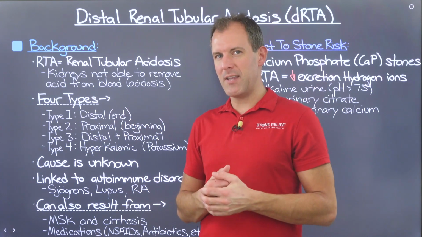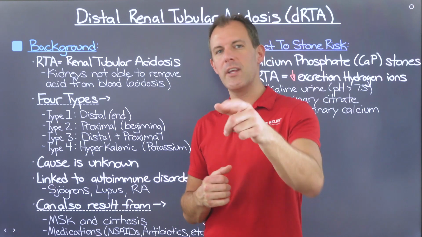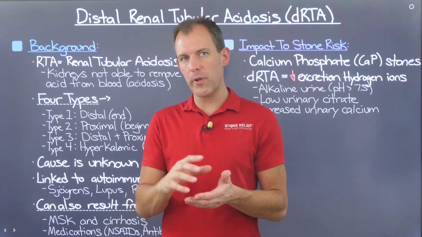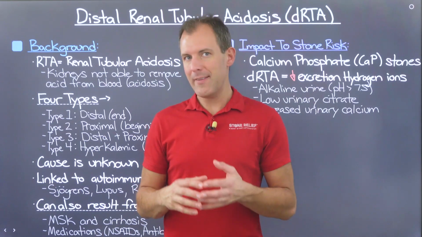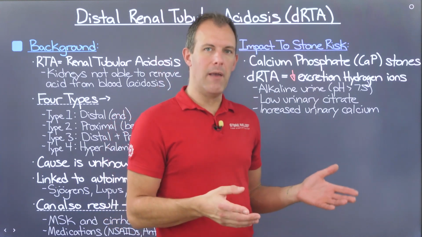But what impact does this have on kidney stones, and why is it so prevalent with calcium phosphate stones? We're going to dig into that in the next chapter. Alright, so now that we know what renal tubular acidosis is, in particular the distal type, which is what we're most interested in, what impact, if any, does it have on kidney stones?